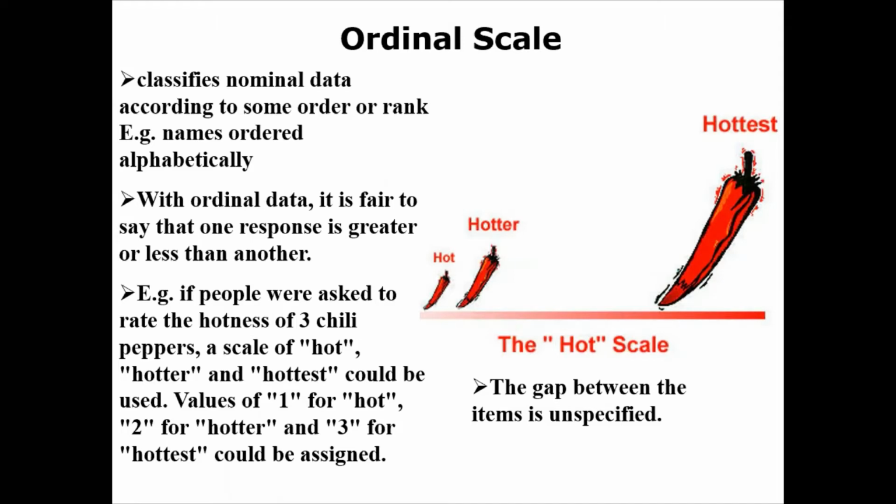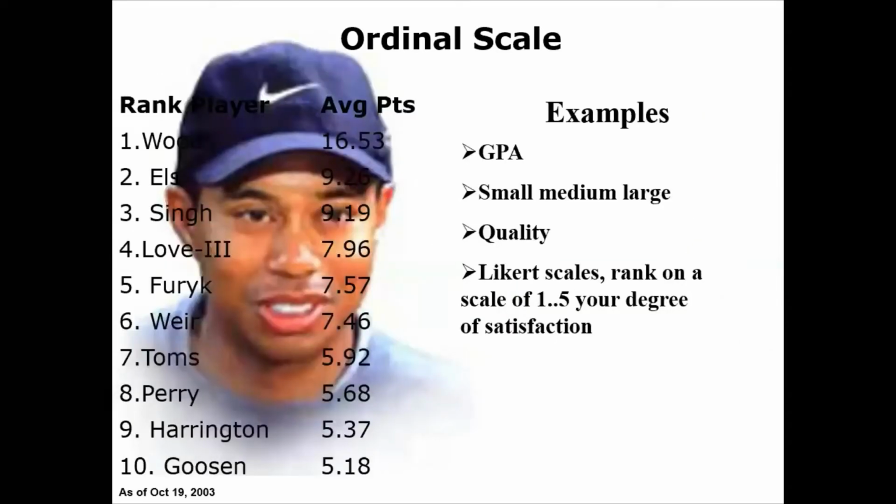For example, I can give other examples. See, here is one example: the rank of a player and his average point. The rank is given based on average point. The first rank is Woods, second rank Els, third Singh. So here Woods is higher than Singh. We can say that. In nominal data, we cannot say that first rank is highest and third rank is lowest. But in ordinal scale, first rank is highest and third rank is lowest, or the 10th rank is lower than the first rank. We can say that.